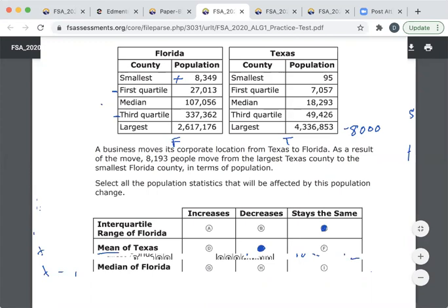The median of Florida, that's the number in the middle. If you line them up from smallest to greatest, the number in the middle is not going to change. So that one stays the same.